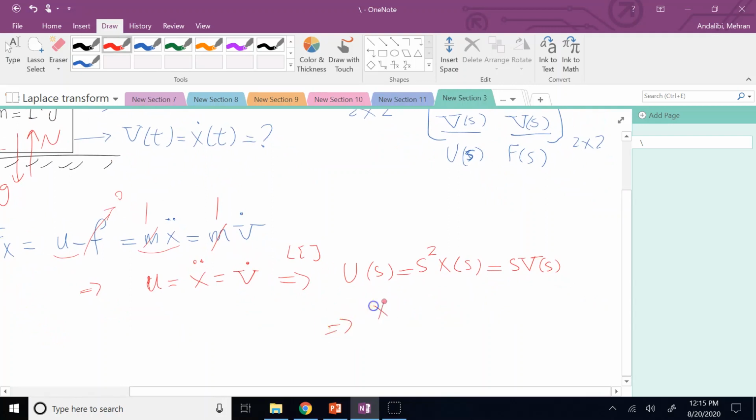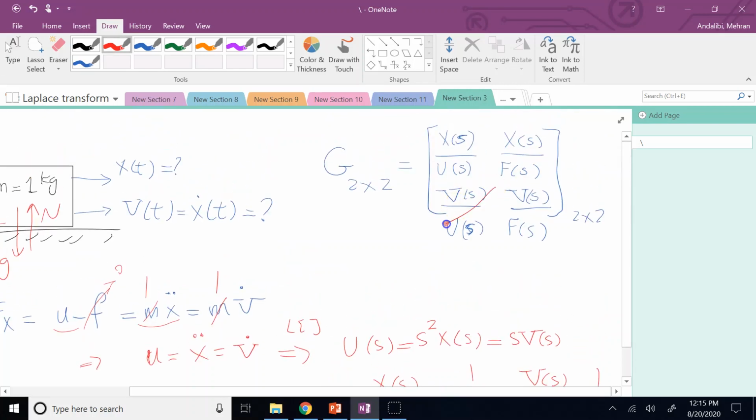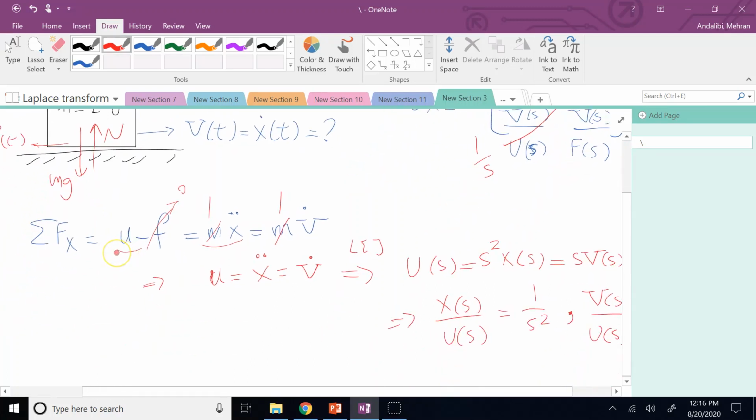Therefore, I can find x over u, and I can find v over u. So x over u is 1 over s squared, and v over u is 1 over s. I found them. Now for the next column, I'll set u to 0 and I leave f.